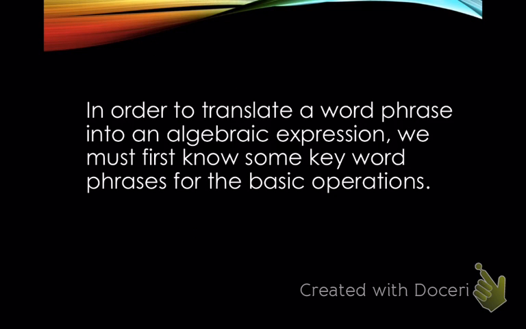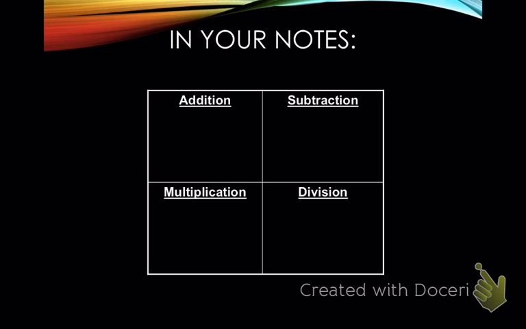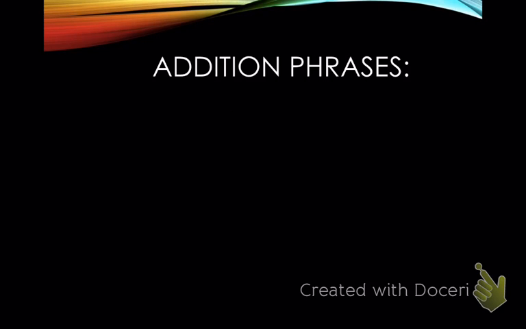Moving on. Now, in order to translate a word phrase into an algebraic expression, we must first know some key word phrases for the basic operations. Now, these seem really easy. However, there's something you need to memorize, and it's going to be really important. And when we get to that, I'll let you know. So for now, let's get moving quickly. In your notes, you have a 4-box section where we have addition, subtraction, multiplication, division. We're going to start with addition phrases.